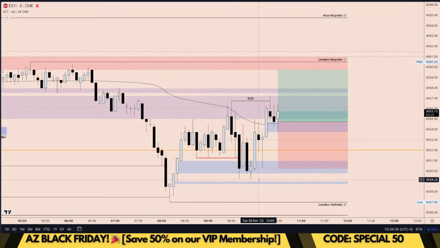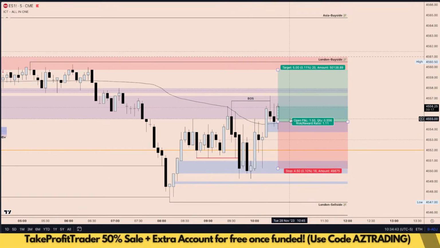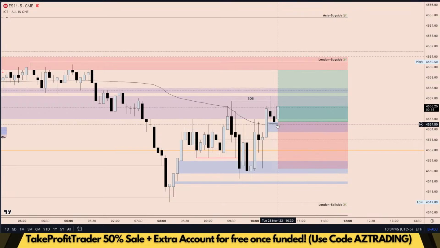No, it's inside the range. I don't like that. I promised myself not to take those trades inside the range. So just a little feeling trade to warm up. It's already 10:30. My timing window is over at 11.